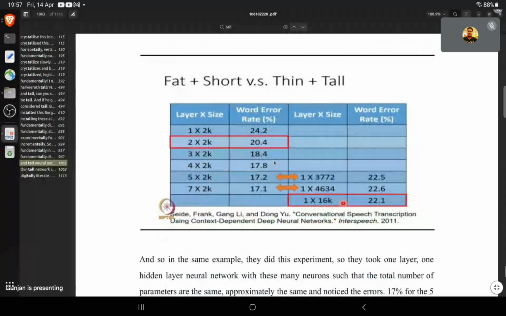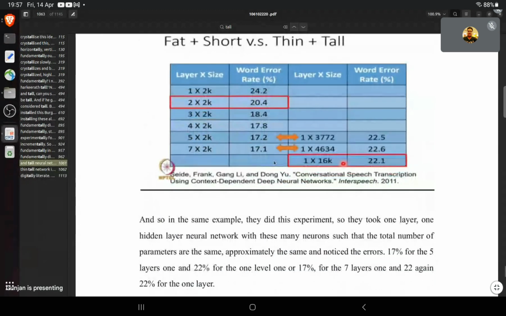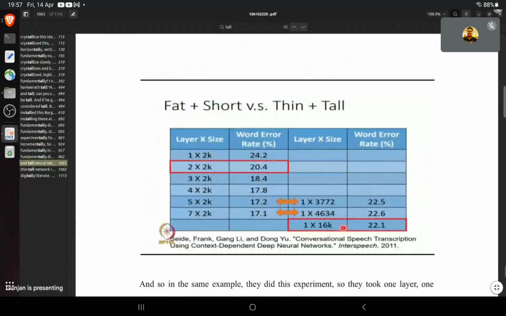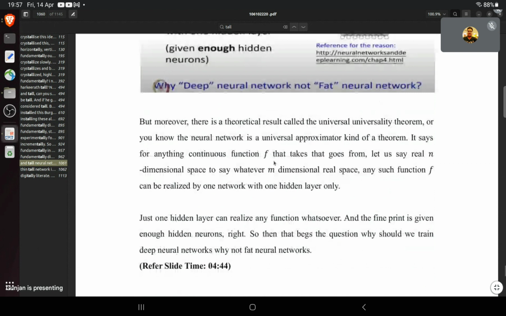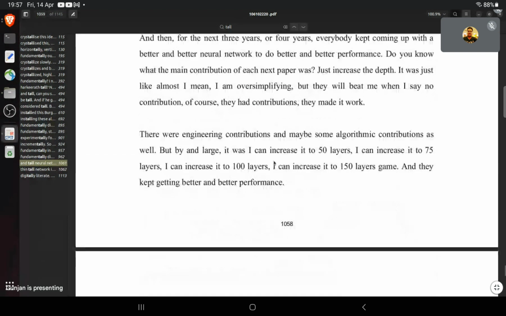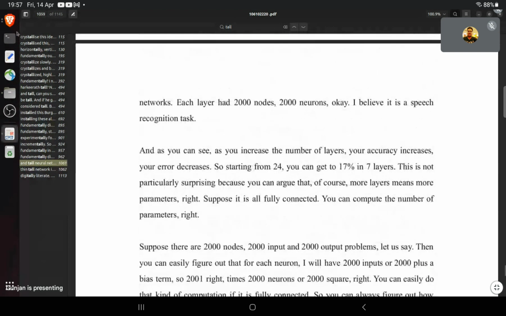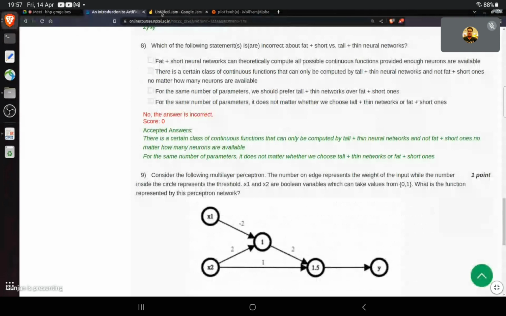So fat is the number of hidden layers, right? No, no, sir. The fat is the number of parameters in one layer. So fat is the width and short is depth. That is what you are saying. Yes. Deep means the number of layers. Yes, deep is the number of layers.